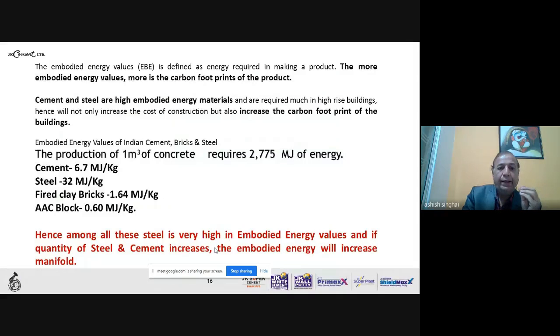So as I said, 1 cubic meter of concrete requires about 2700 plus megajoules of energy. So why that? How come this amount has gone so high? Cement is 6.7, steel is 32 EBE, your brick is 1.64, and AAC block is 0.6. So our effort should be to use such materials which are on the lower side of EBE.